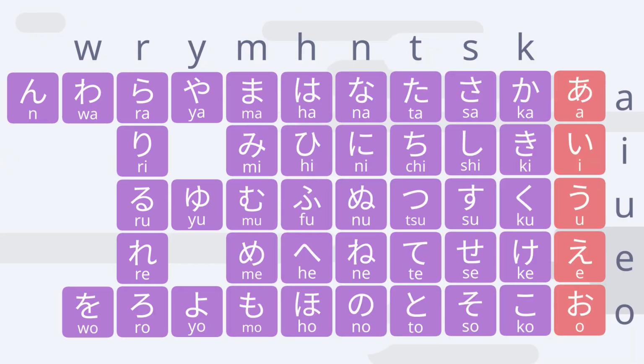We learned the vowels a, i, u, e, o. In the next lesson, we'll go over the characters ka, ki, ku, ke, ko.